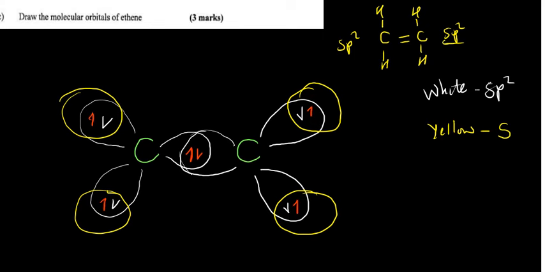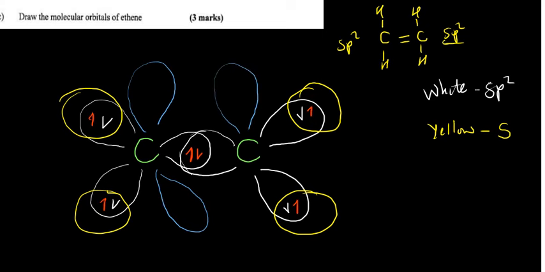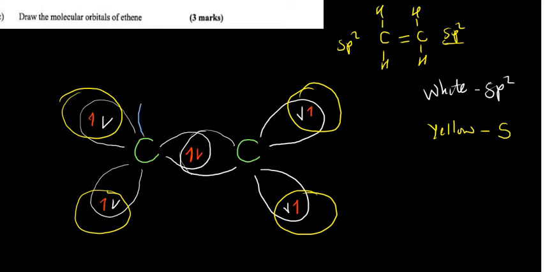And then we have one p orbital which is not hybridized. Let me show it like that. Even on this other carbon, there's a p orbital which is not hybridized, so I'll show it like that. These two get to overlap up and down. So because of that overlapping, they are going to come like this. They overlap on top and also down.